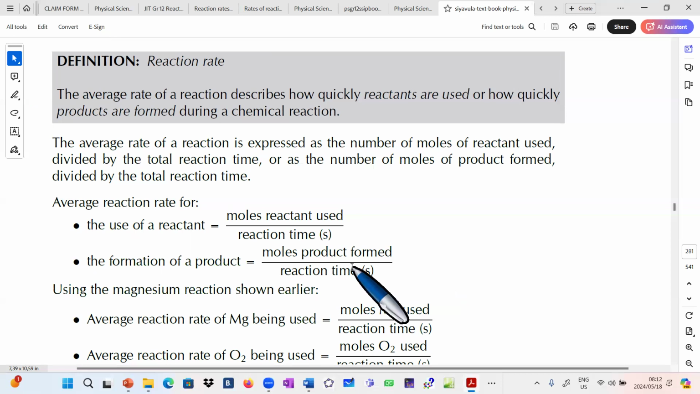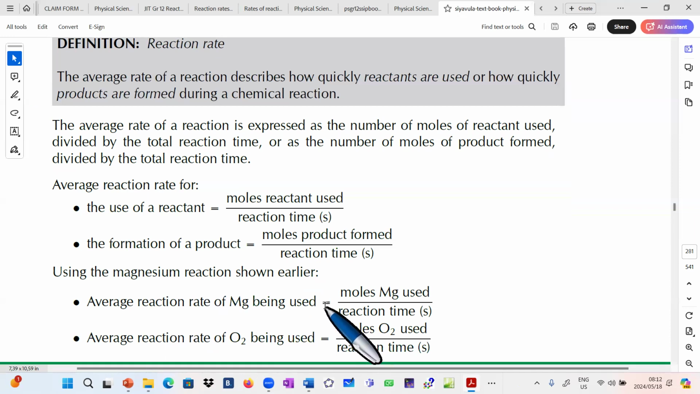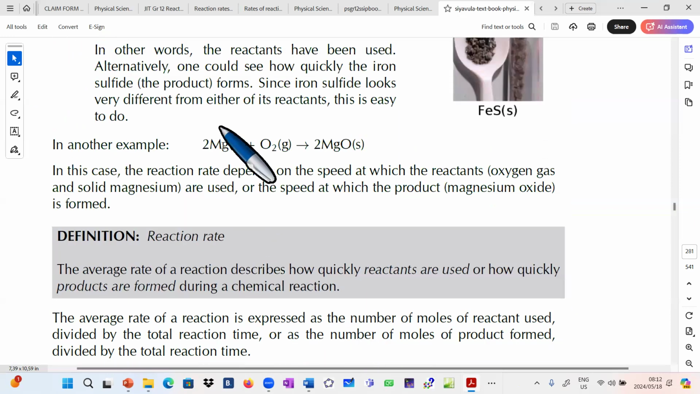What do we make of all this? We introspect, but very cautiously. Using the magnesium reaction shown earlier, let's use that one. So we saw in that case that we had two moles of magnesium solid, plus one mole of oxygen gas, and that gave us 2 moles of magnesium oxide as a solid.